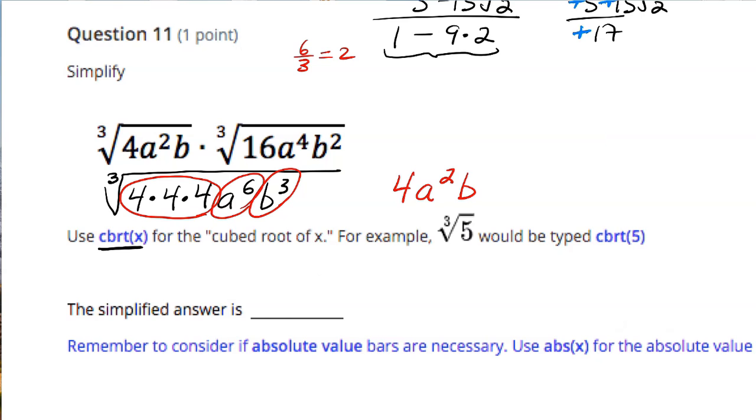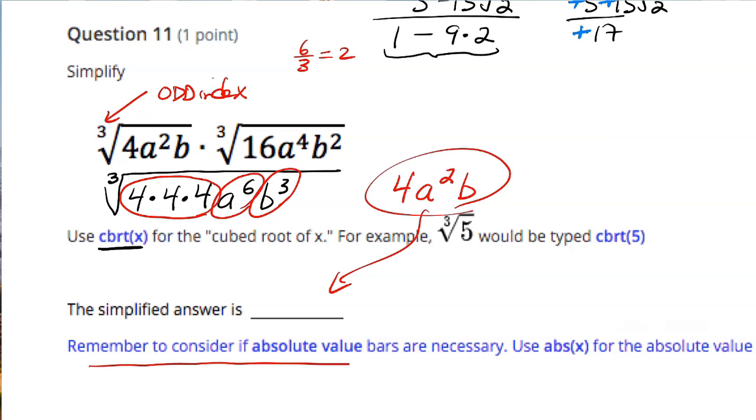So there's no more radical. Everything multiplied and simplified out. And we do not need absolute value bars because we have an odd index, so no absolute value bars. So this would be our answer. I know it says remember to consider absolute value bars, and I did consider it, but we don't need absolute value bars here.